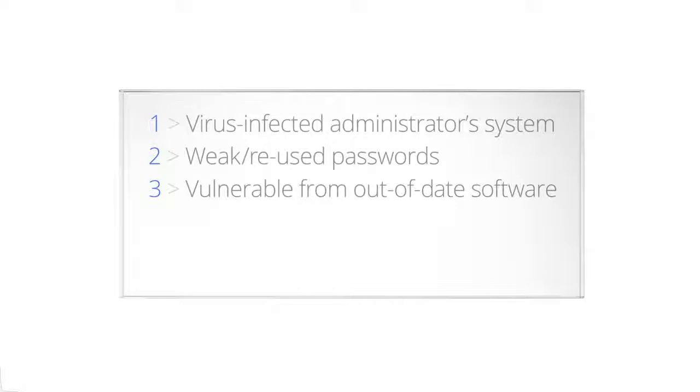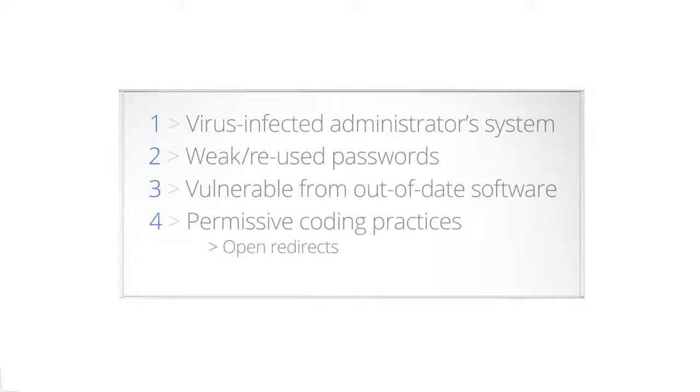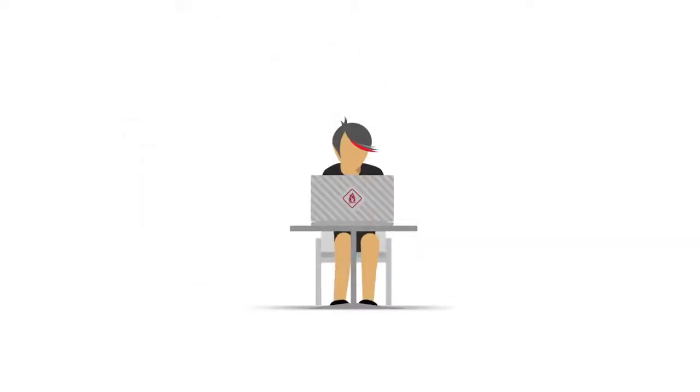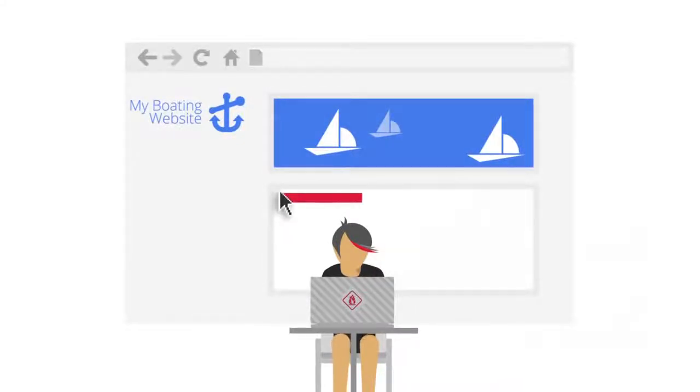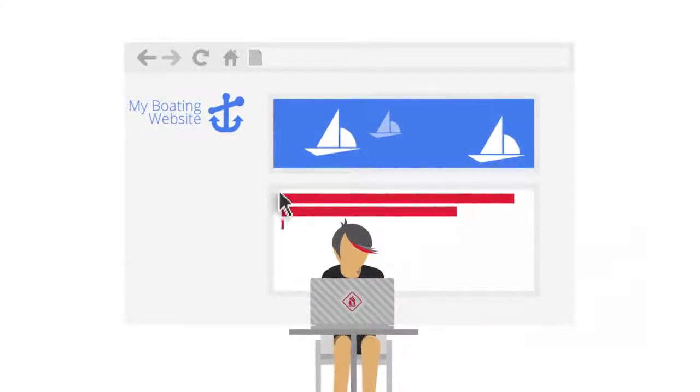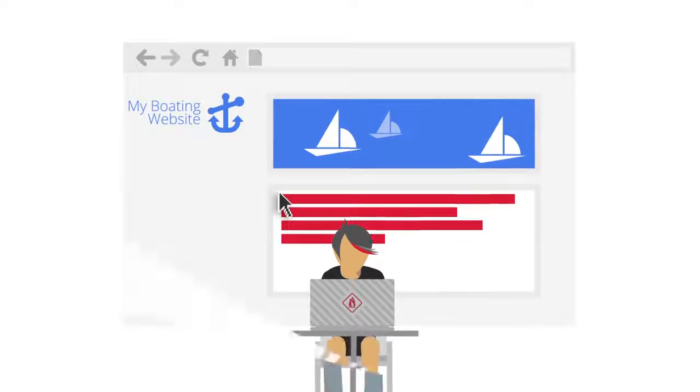The last vulnerability exploited by hackers I'd like to cover is permissive coding practices, such as open redirects and SQL injections. Permissive coding practices provide cybercriminals an open door to your site. By exploiting lenient code, the hacker is able to perform many harmful actions.